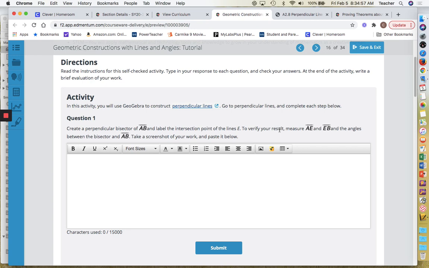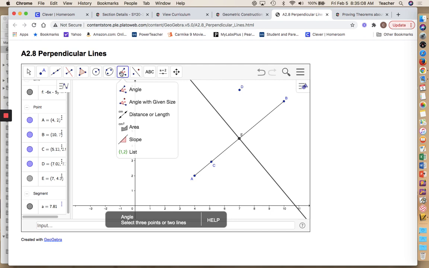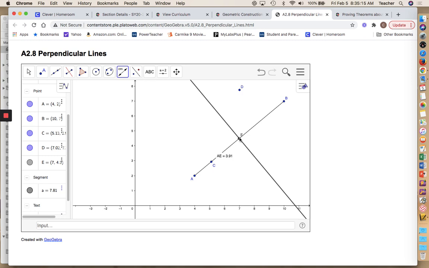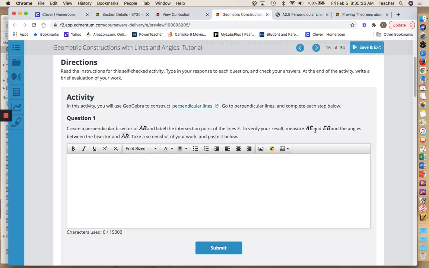All right, to verify your result, measure AE and EB. So I'm looking for AE and EB, and they're going to be equal to each other because that's what a bisector does. So come over to your angle and select distance or length. Click on AE, and the distance is 3.91. Click on EB, and the distance is 3.91. So like I said, they're going to be equal to each other. And what else do we need to find? And the angles between the bisector.